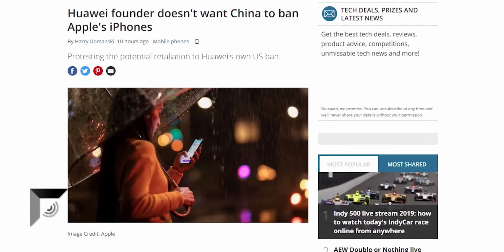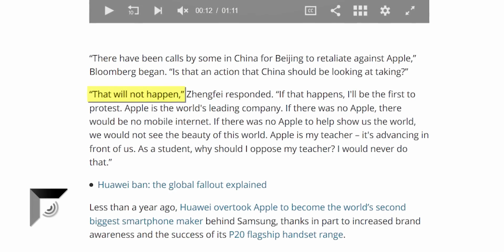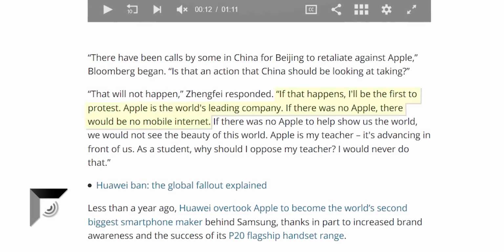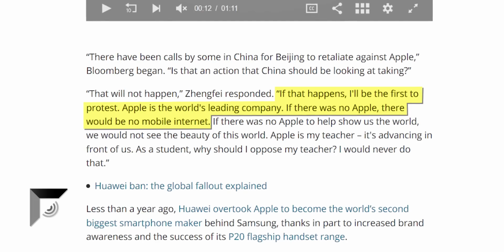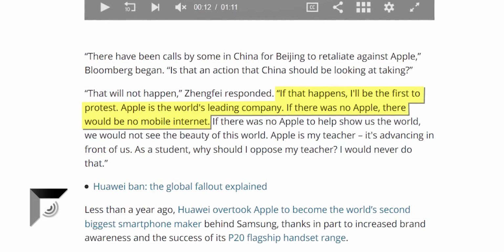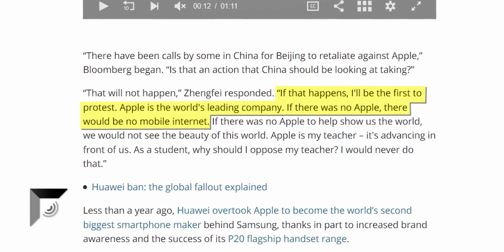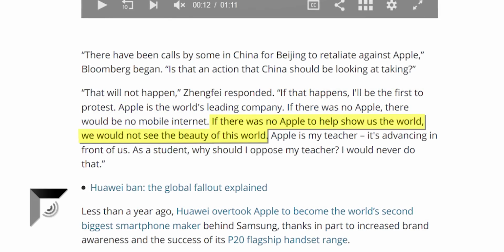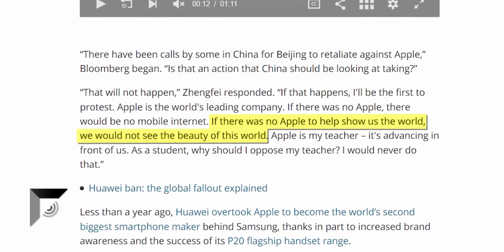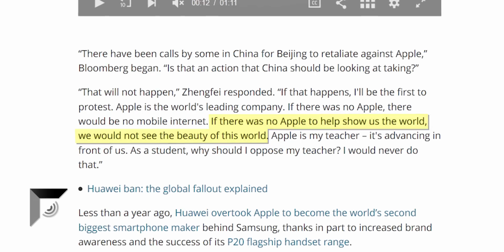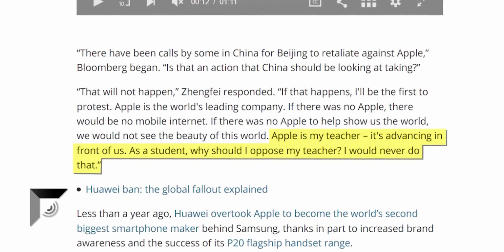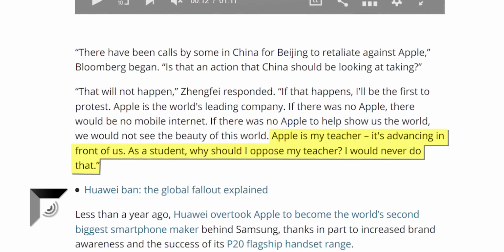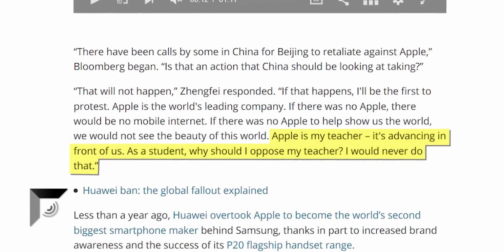In fact, he went as far as to say that will not happen, first of all. And second of all, if that happens, I'll be the first to protest. Apple is the world's leading company. If there was no Apple, there would be no mobile internet. If there was no Apple to help show us the world, we would not see the beauty of this world. Apple is my teacher. It's advancing in front of us. As a student, why should I oppose my teacher? I would never do that.